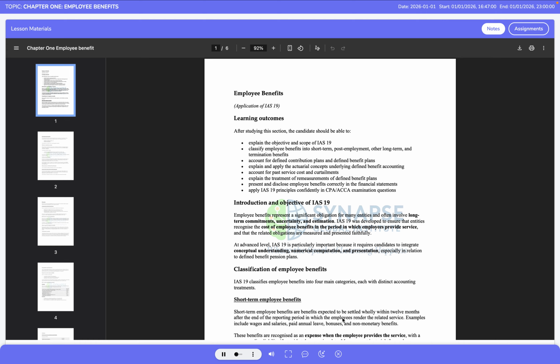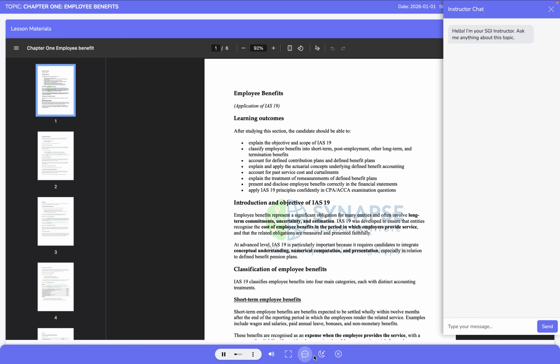Today we begin Chapter 1, Employee Benefits, focusing on the application of IAS 19. This is a core standard at CPA Advanced Level, and one that requires you to combine conceptual clarity, numerical accuracy, and disciplined presentation, exactly as expected in the examination.